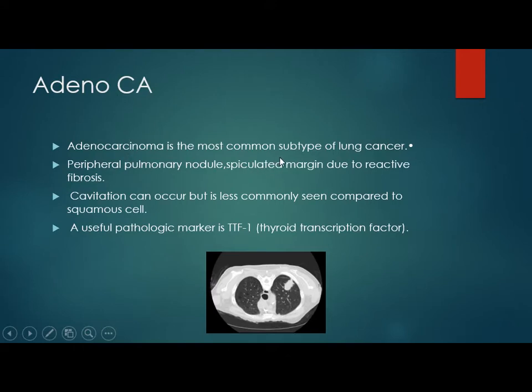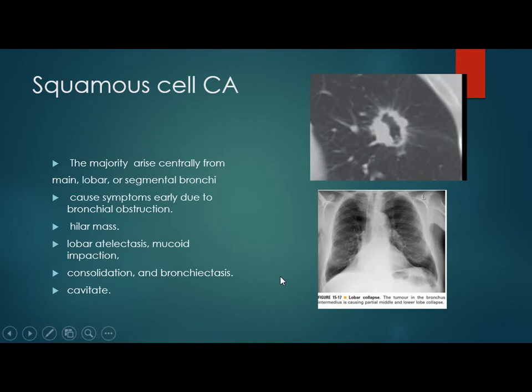Adenocarcinoma is the most common subtype of lung cancer. It presents as a peripheral pulmonary nodule with spiculated outline due to reactive fibrosis. Cavitation may occur, but it's less common than in squamous cell carcinoma. We have a useful pathological marker, TTF1, thyroid transcription factor, which is positive in this and negative in metastasis from adenocarcinoma.